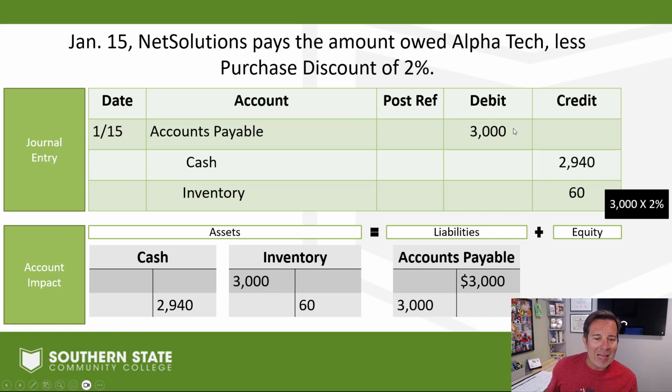You can see our entry balances, debits equal credits. The accounts payable owed goes away. Our inventory is adjusted. And the amount of cash we spent to settle up is credited to the cash account. So that's how we handle that purchase discount. Very simple. We run it back through inventory.